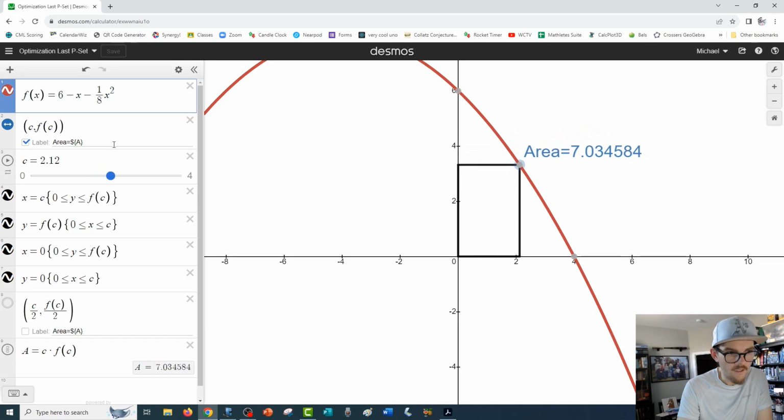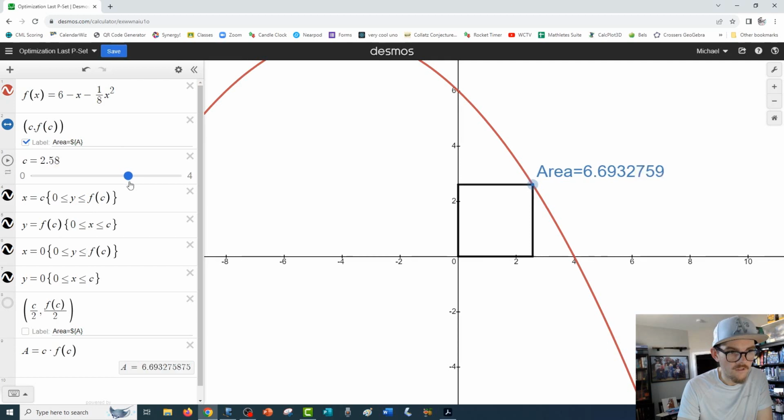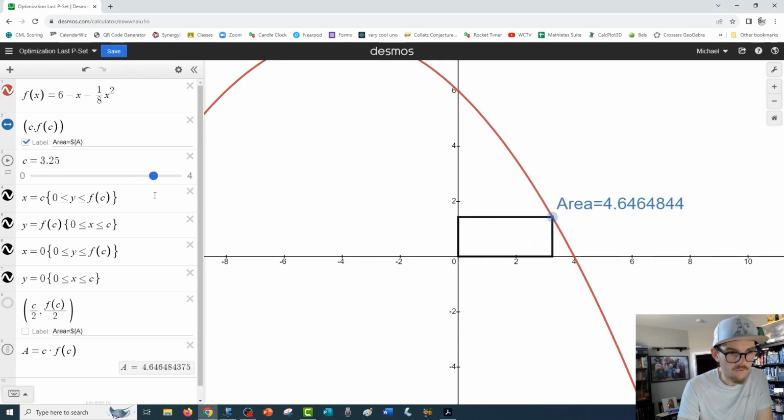Oh, there's an area of 7. Oh, but it's getting bigger from there. Oops, 7. Oh, whoa, you see it. Did you see it? I saw it. 7.034, 7.05, and then 7.04. So somewhere in this ballpark right here, our rectangle gets as big as possible. Notice that after we go there, it starts decreasing once again. The area is getting smaller.